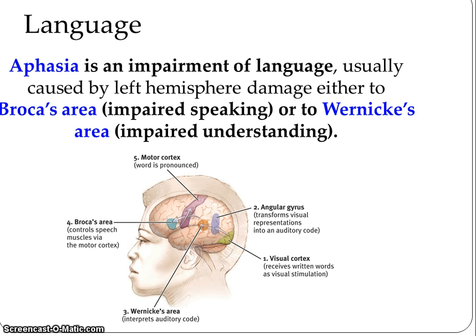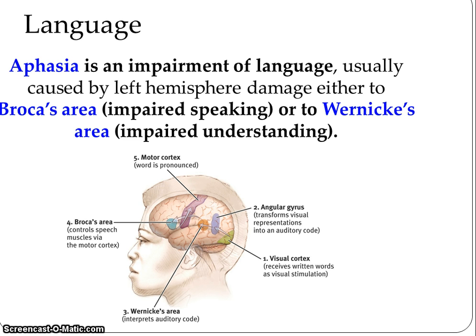And there's something that happens when these areas are damaged. That's called aphasia. Aphasia is the impairment of language. Aphasia is when we cannot either produce language or we cannot understand language. And again, because both of these are in the left hemisphere, we know that the left hemisphere is important for language comprehension and production.